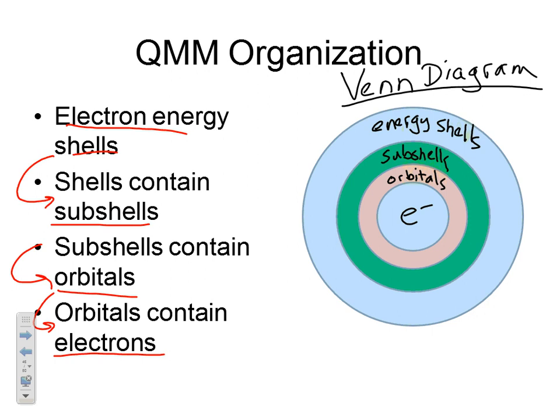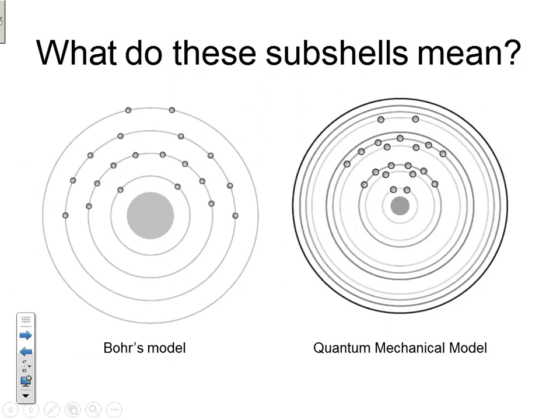So you have your electron energy shell. Within that, you have subshells. Within the subshells, you have orbitals. Within the orbitals, you have electrons. And that's what I mean by the organizational system. But of course, there's more to it than just this. There are rules to all of these things. There are rules to subshells and rules to orbitals, and how many subshells each thing can have. So we're going to run through that as well.